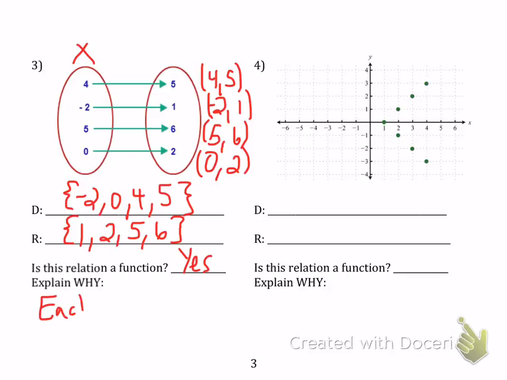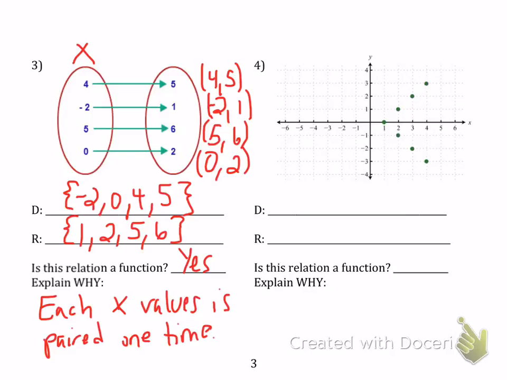I'll change the way I explain it. You could say none of the x values repeat, or you could say something like each x value is paired one time. Some kind of explanation like that is fine. There's no exact way to explain it as long as it includes one of those variations.